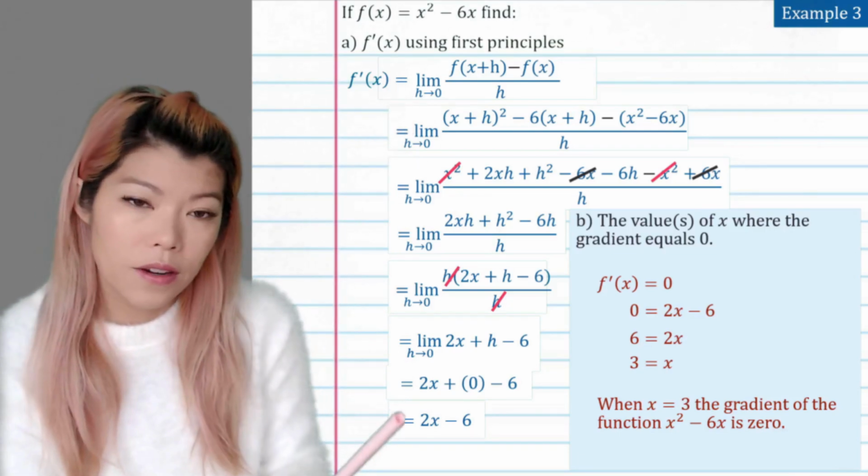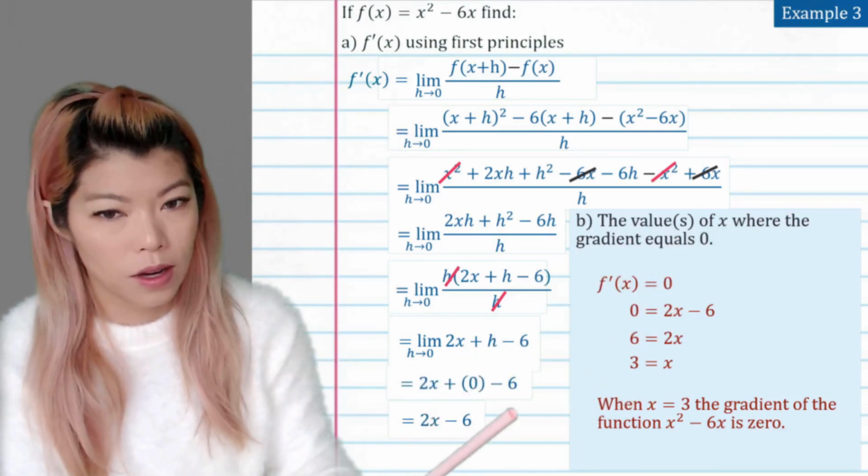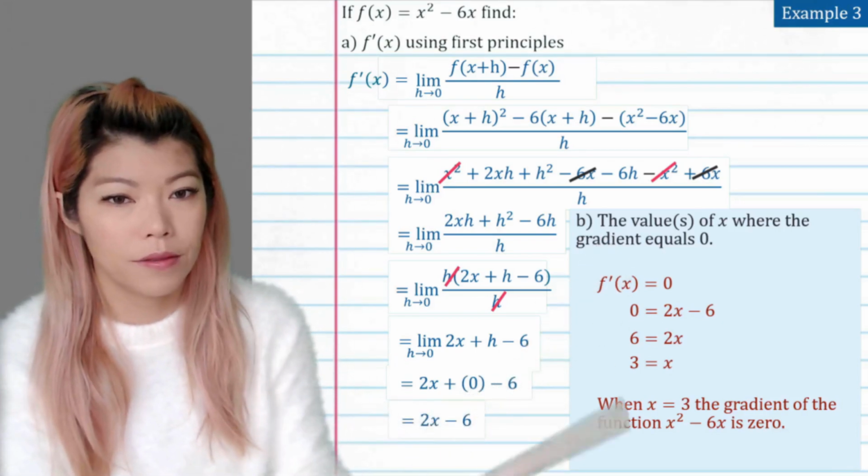So this is how you find the gradient. And when you're asked for when the gradient is a certain number, you let that equal to the certain number and find x.